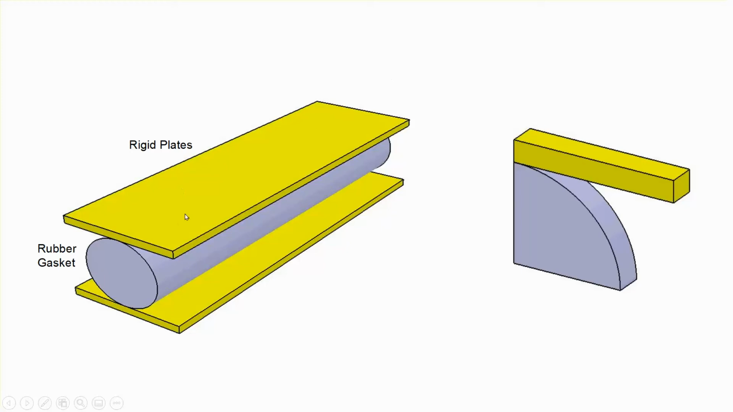Now, because we are assuming that the length of this piece is very long, things don't change in the length direction. The strains don't change in the length direction. They're zero in the length direction. And this is what is called a plane strain problem in your stress analysis course.